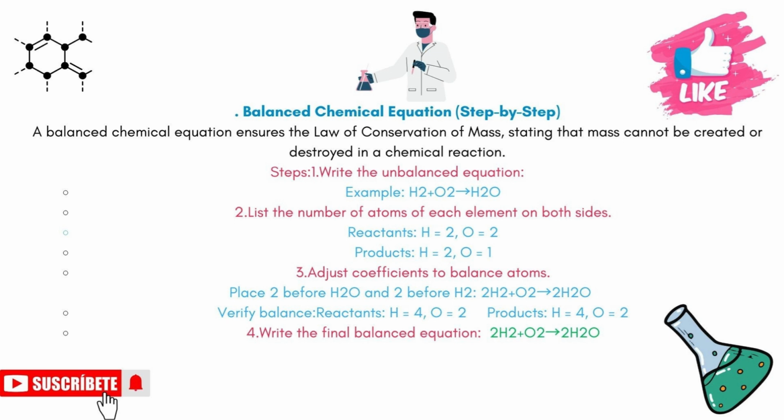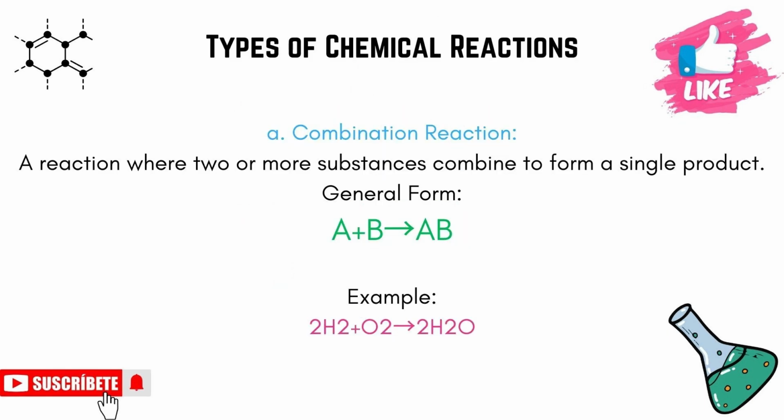Adjust coefficients to balance atoms. Verify balance. Reactants, H equals 4, O equals 2. Products, H equals 4, O equals 2. Write the final balanced equation: 2H2 + O2 = 2H2O.